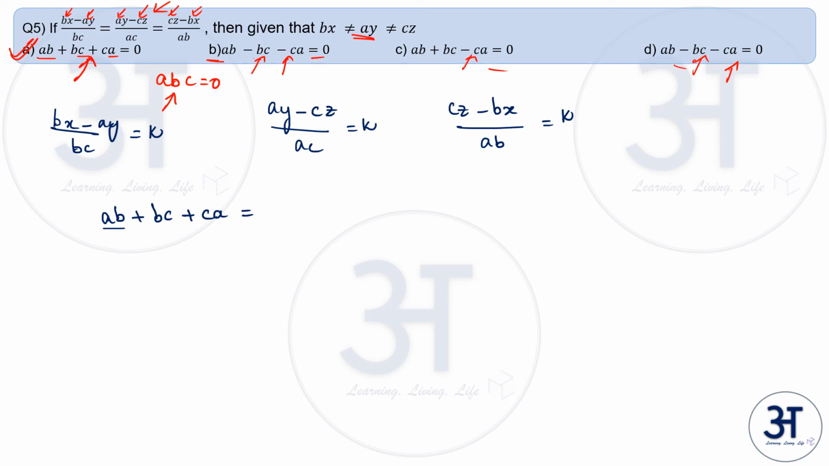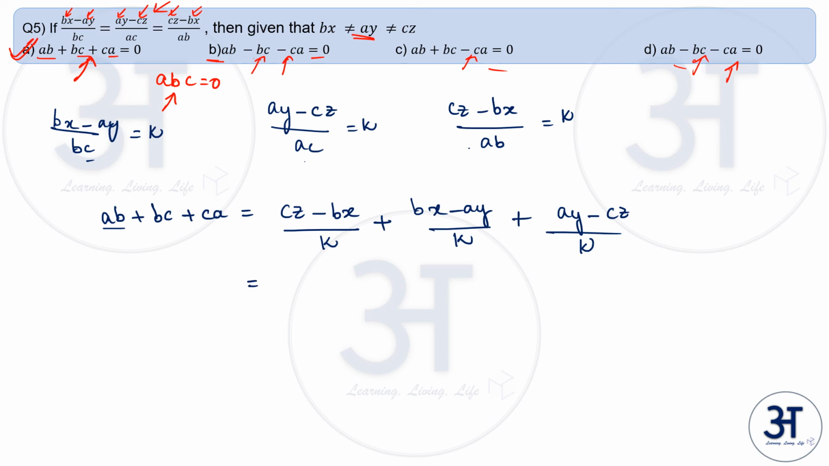So what will be your ab? Your ab will be cz minus bx by k, plus what will be your bc? That is bx minus ay by k, and what will be your ac? That is ay minus cz by k. So you can take k as common LCM, then in that case all of these terms get cancelled in the numerator and you will have a 0. So the answer is 0. So this is a very simple question, but instead of even spending these 30 seconds, in the first 5 seconds itself you can directly mark the answer for this.